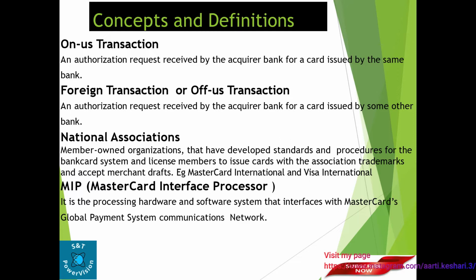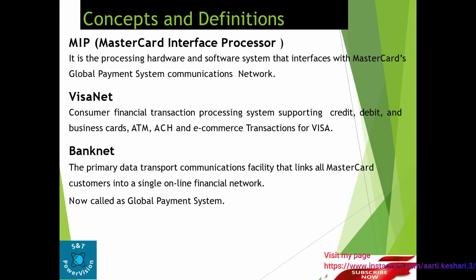National association: member-owned organizations that have developed standards and procedures for the bank card system and license members to issue cards with the association trademark and accept merchant drafts. For example, Mastercard and Visa International. MIP means Mastercard Interface Processor. It is the processing hardware and software system that interfaces with the Mastercard Global Payment System communication network. VisaNet is the consumer financial transaction processing system that supports credit, debit, and business cards, ATM, ACH, and e-commerce transactions for Visa.